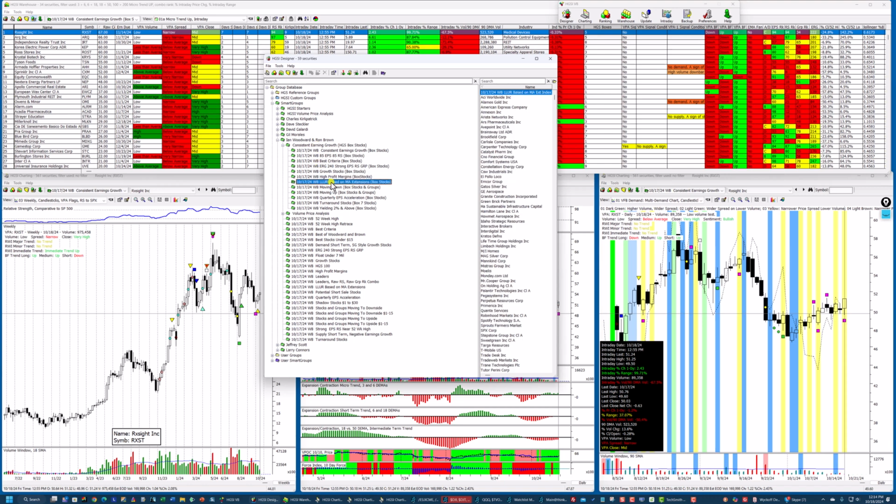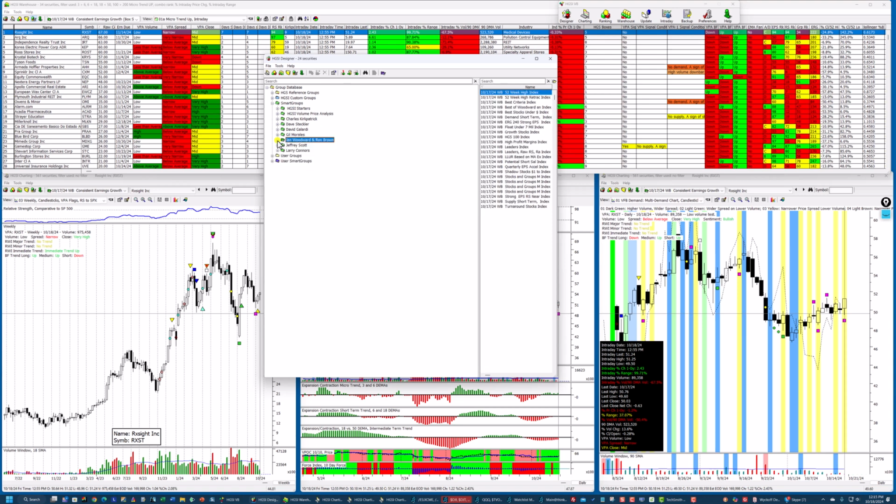LLUR, or lower left upper right stocks. Moving down, moving up, quarterly EPS acceleration. Box 7, these are turnaround stocks that have had an earnings miss and are turning around. And then here's box stocks yielding at least 2%.